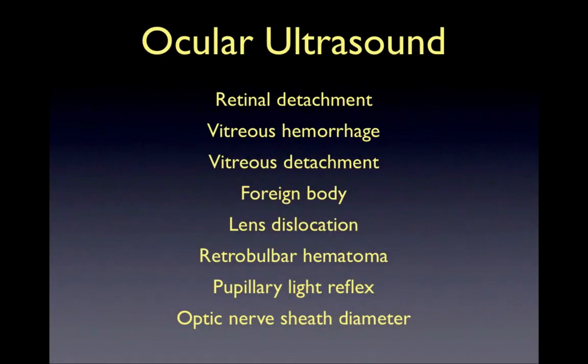Ocular ultrasound can be used for a number of different indications and to look for a number of different pathologies. The eye is a very easy structure to ultrasound because it's fluid filled, so it transmits ultrasound waves very easily. Some pathologies you can look for when doing ocular ultrasound are retinal detachment, vitreous hemorrhage, vitreous detachment, ocular foreign bodies, lens dislocation, retrobulbar hematomas. You can evaluate the pupillary light reflex, and we'll also talk a little bit about how ultrasound can be used to evaluate the optic nerve sheath diameter.